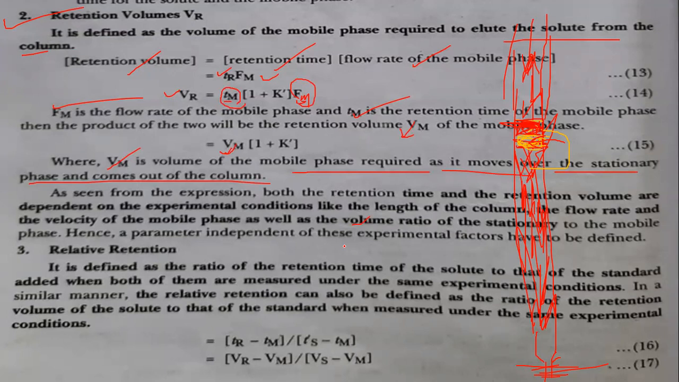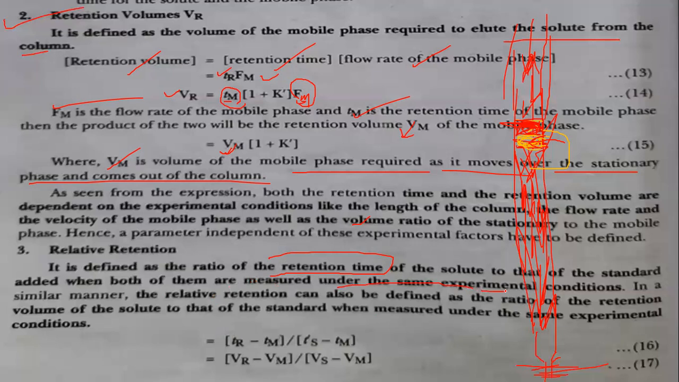Now, the next term is relative retention. What is meant by relative retention? It is defined as the ratio of the retention time of the solute to that of the standard added, when both of them are measured under the same experimental condition.